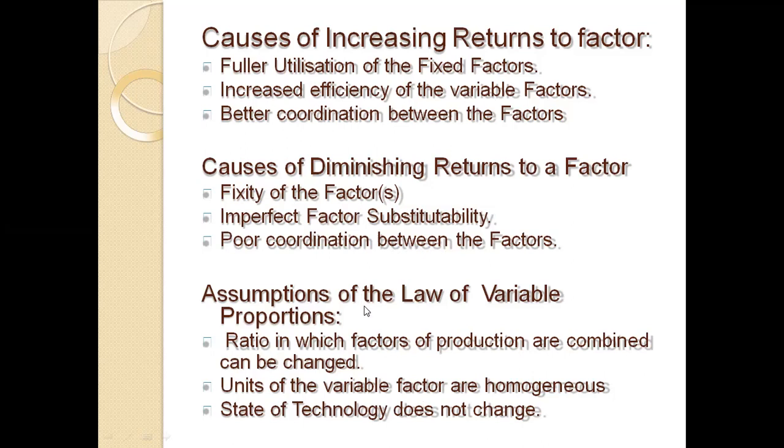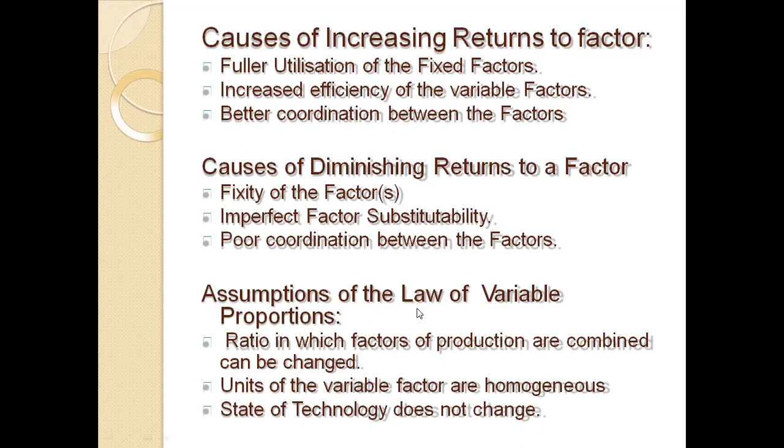Fine. Next, coming to the assumptions of the law of variable proportions. Every law has its assumptions. Likewise, we have assumptions for this law too. The first one says that the ratio in which factors of production are combined can be changed. So if you are combining your plant and machinery with the laborers, and you are increasing the amount of labor, that means you're changing the ratio of your production, which definitely cannot happen every time.